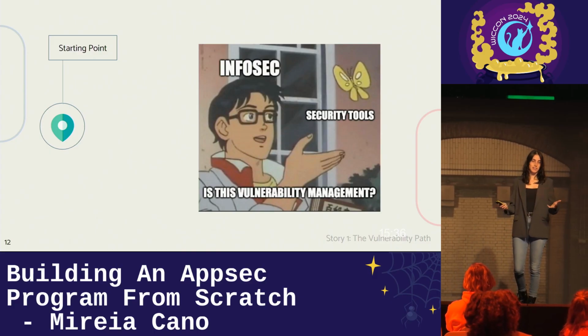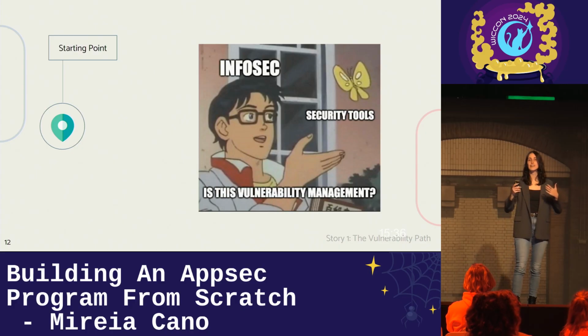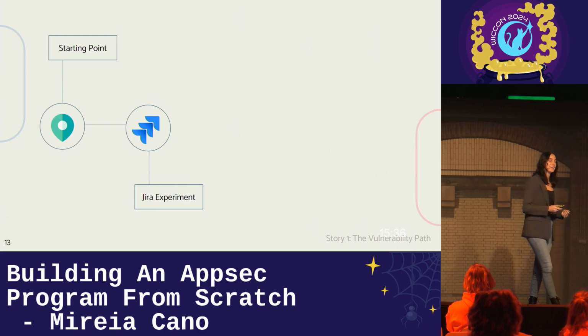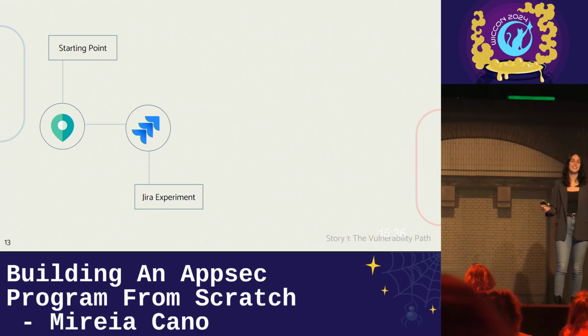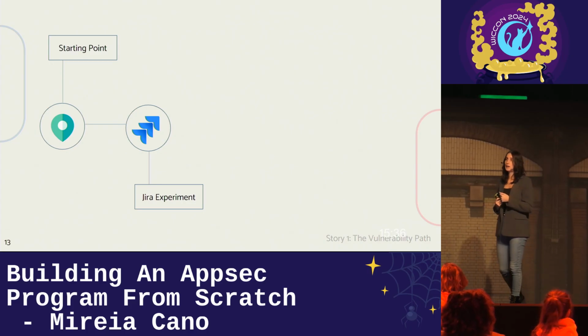So we had to do something. And at that point, we did not have many resources. So we just had to start with what we could. And that's what I call the Jira experiment. In the Jira experiment, we basically pull data from those tools that we had into Jira tickets.